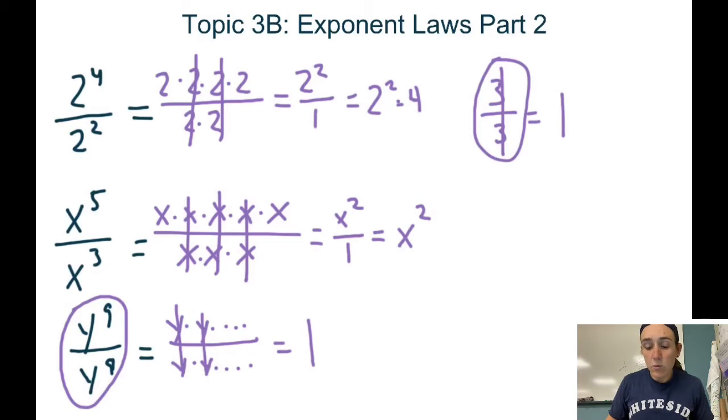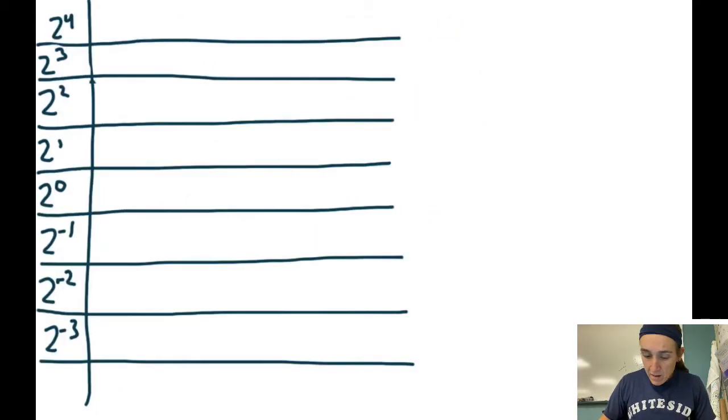We can just say that that's 1. Okay? All right, so that is division with exponents. That's like a quotient. Okay? All right, here we've got a big table to look at, all right?